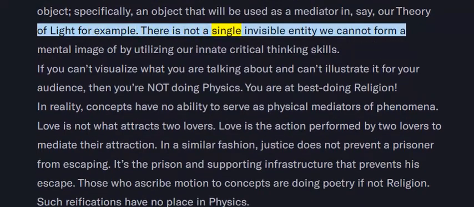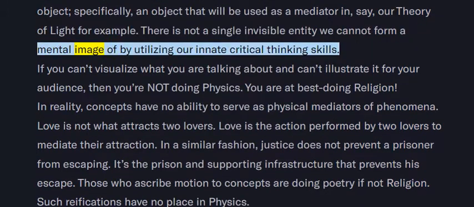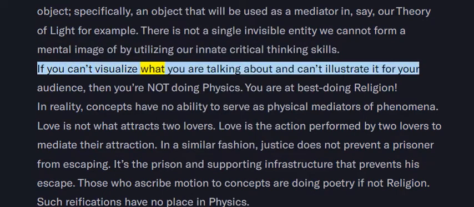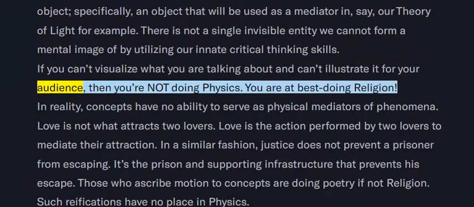There is not a single invisible entity we cannot form a mental image of by utilizing our innate critical thinking skills. If you can't visualize what you are talking about and can't illustrate it for your audience, then you're not doing physics. You are at best doing religion.